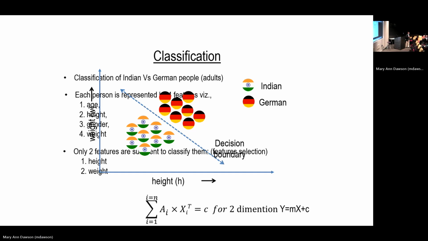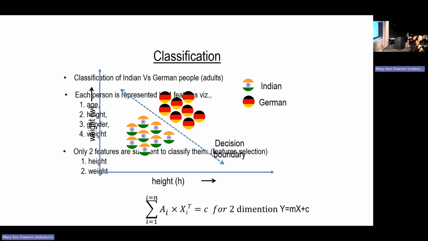Similarly, gender. Gender is not a good feature here because you cannot distinguish between male and female, correct? But it may be important for some other classification problem. Now, if you have n features, and from those n you pick m, where m is a subset of n, this is called feature selection.